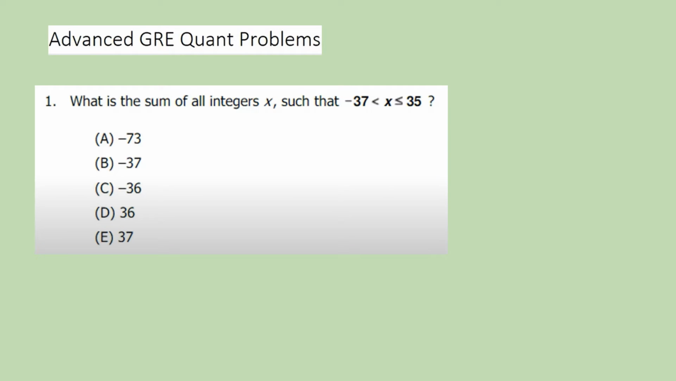What is the sum of all integers x such that negative 37 is less than x, less than or equal to 35? Since negative 37 is less than x, x can take all possible values from negative 36 to 35, inclusive of negative 36 and 35.